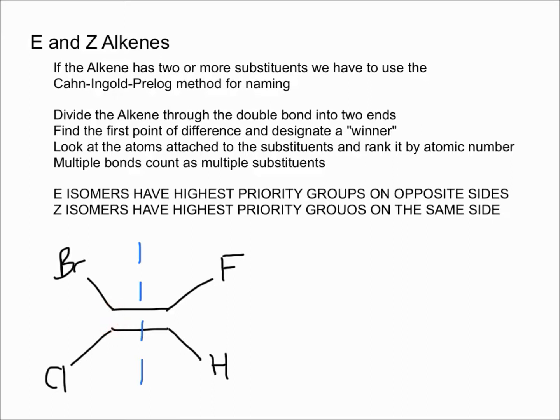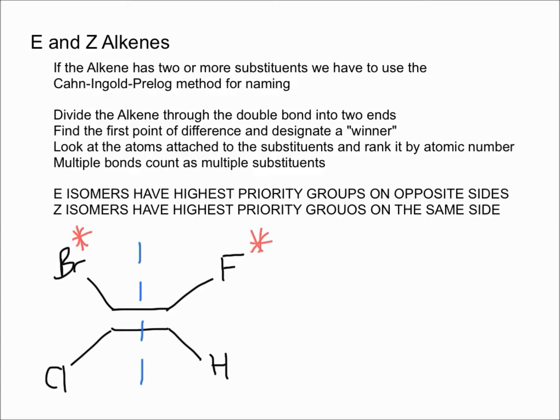Now we have to designate a winner, and we're going to do that by assigning the one with the higher atomic number the winner. Bromine has an atomic number of 35, while chlorine has an atomic number of 17. So in this case, bromine is going to be the winner. I'll designate that by drawing a red star. Now that we've finished with the left side, let's do the right side. We're comparing fluorine versus hydrogen. Fluorine has an atomic number of 9, while hydrogen has an atomic number of 1. So fluorine has the higher atomic number, and it's the winner.